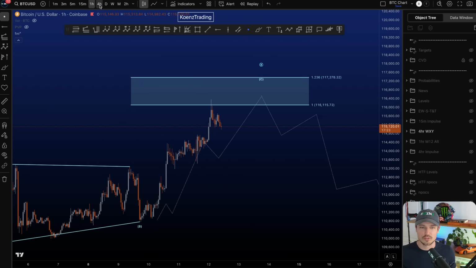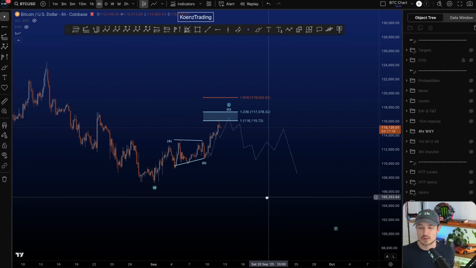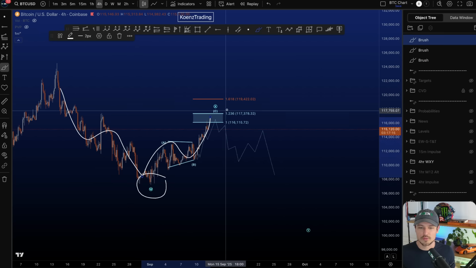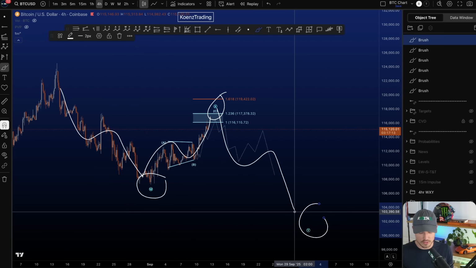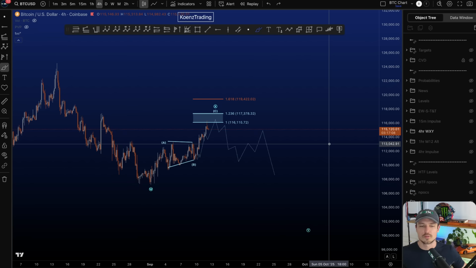Now the bearish scenario on the 4-hour time frame, where you continue the range or look for a larger drop, is a WXY. So you have a 3-wave structure in your W, 3-wave structure in X, look for a 3-wave structure in a wave Y. After wave Y, continue to the upside because you look for new all-time highs.